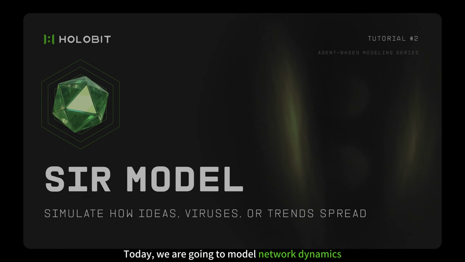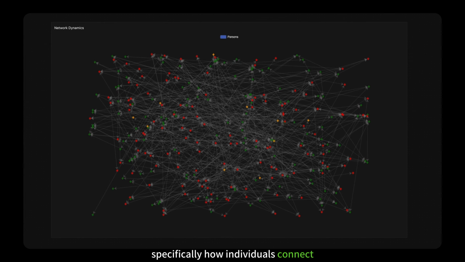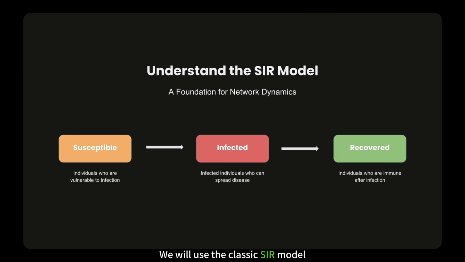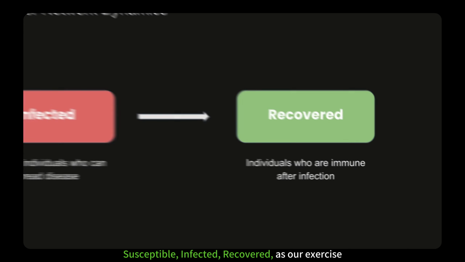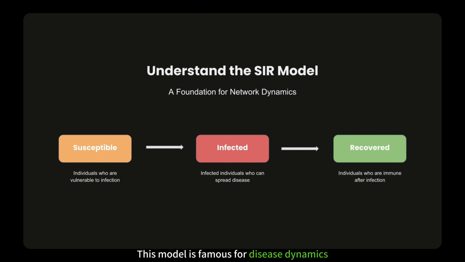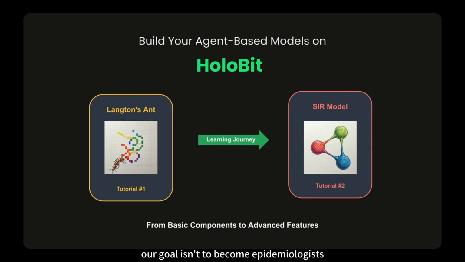Today we are going to model network dynamics, specifically how individuals connect, interact, and influence one another. We will use the classic SIR model, Susceptible Infected Recovered, as our exercise. This model is famous for disease dynamics, but its principles also apply to how ideas, memes, trends, or financial shocks spread through social networks. But let's be clear, our goal isn't to become epidemiologists.